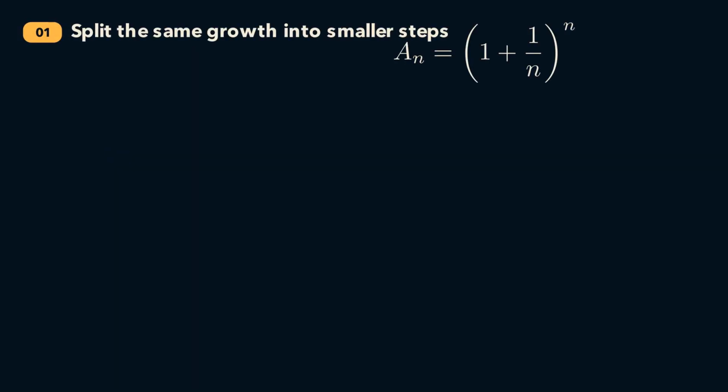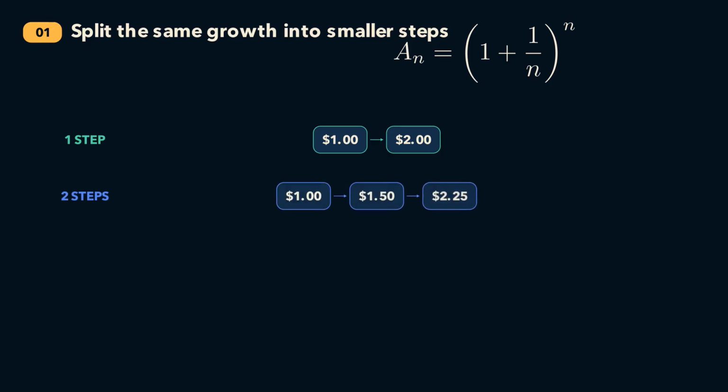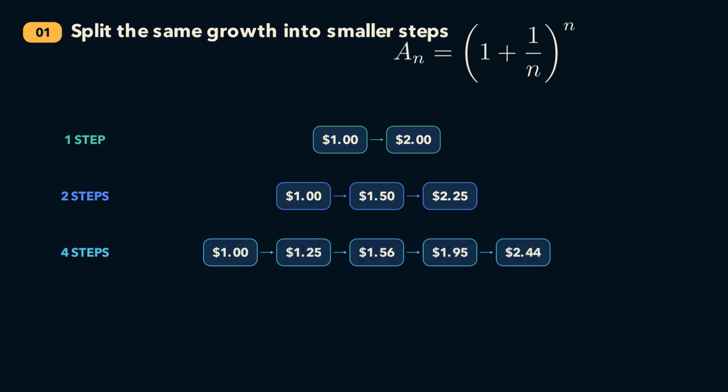Start with $1 and one growth step. A 100% increase gives 1 times 2, which is 2. Now split the same total rate into 2 steps. Each step grows by 50%. 1 becomes 1.5, then 1.5 times 1.5, which is 2.25. With 4 steps, each step adds 25%. The result is 1.25 to the 4th power, about 2.44.